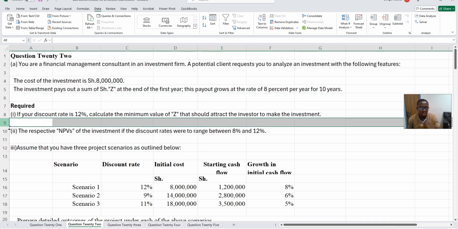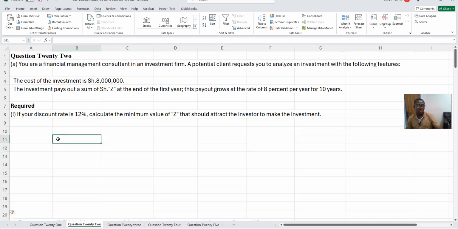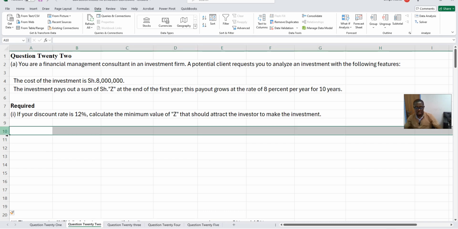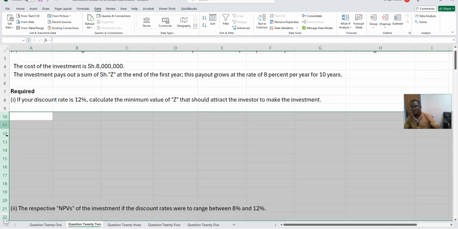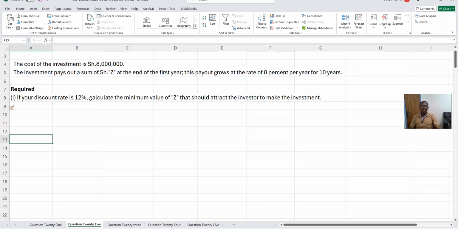we need to determine, if your discount rate is 12%, the minimum value of Z that should attract the investor to make the investment. So at this point, my good students, I will take you back to what you did earlier, when you were looking at the present value. But in this case, you're looking at a growing annuity, right? Annuity growth.